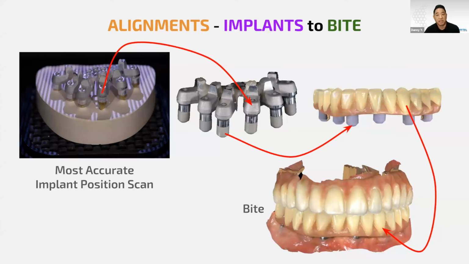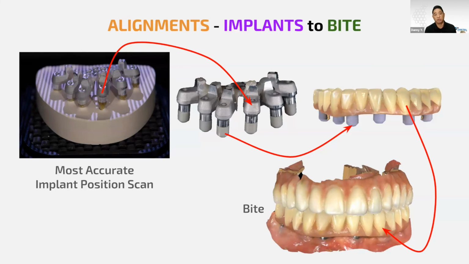Now, in terms of aligning the implants to the bite, remember, the most accurate scan was the implant position scan. In this case, we happened to scan the OptiSplint with the desktop lab scanner, and we didn't have the scan caps in it when we scanned it. It was on the model, right? And this doctor happened to send us another scan of the OptiSplint with those analog scan caps in them.